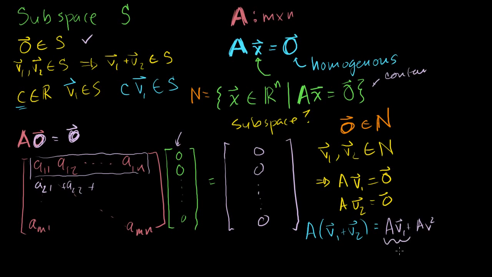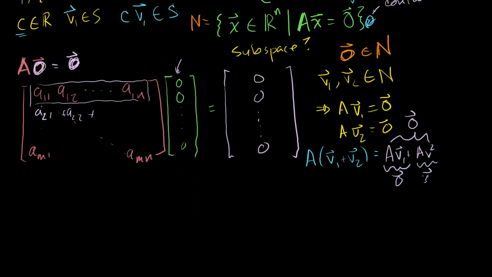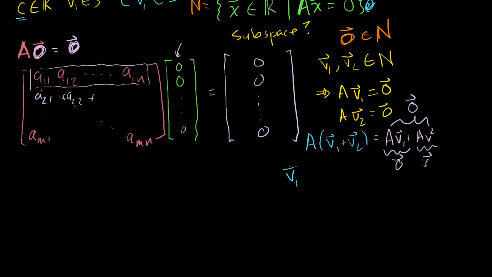And we know that this is equal to the 0 vector, and this is equal to the 0 vector. And if you add the 0 vector to itself, this whole thing is going to be equal to the 0 vector. So if v1 is a member of n, and v2 is a member of n, which means they both satisfy this equation, then v1 plus v2 is definitely still a member of n, because when I multiply A times that, I get the 0 vector again. So we now know that v1 plus v2 is also a member of n.